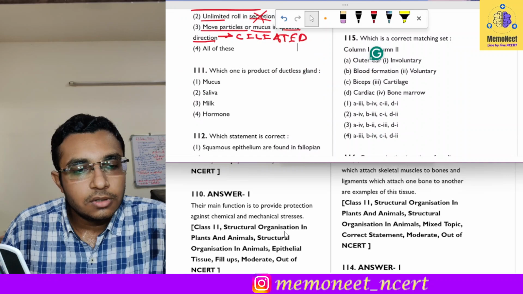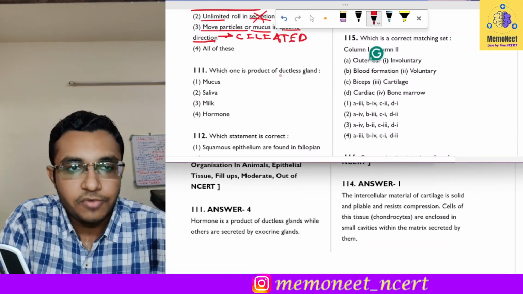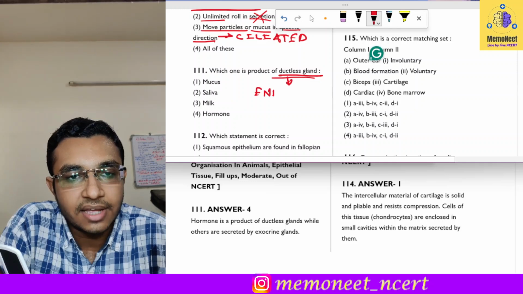Now moving on to the next question, that is question number 111. It states that which one is the product of ductless gland. Now what are the ductless glands called? These are called as the endocrine glands.